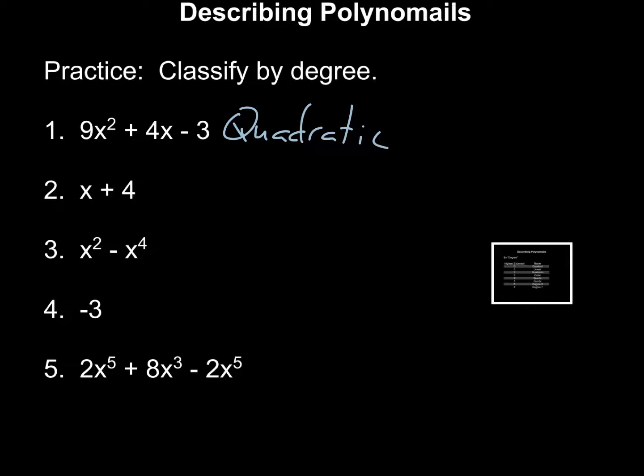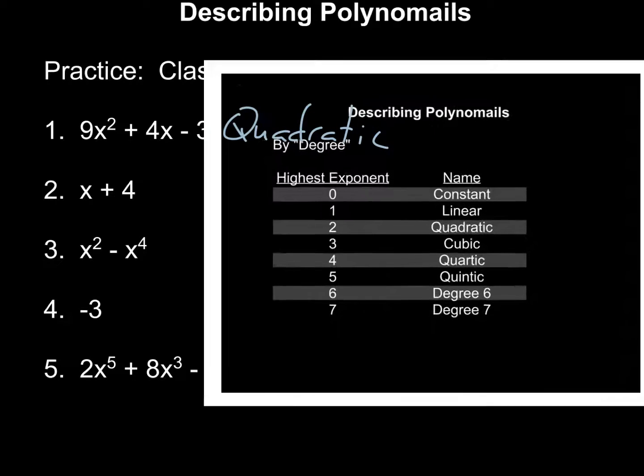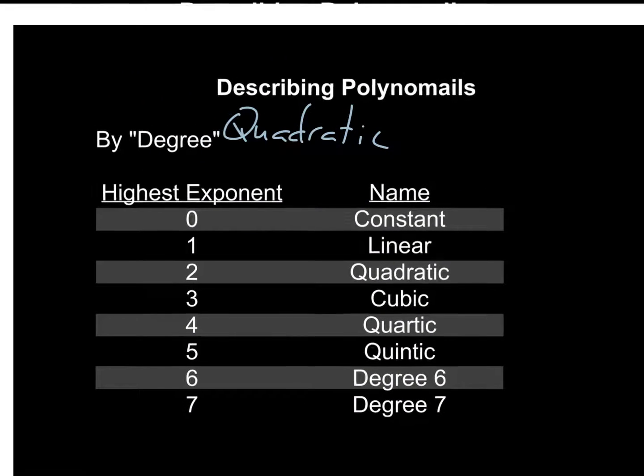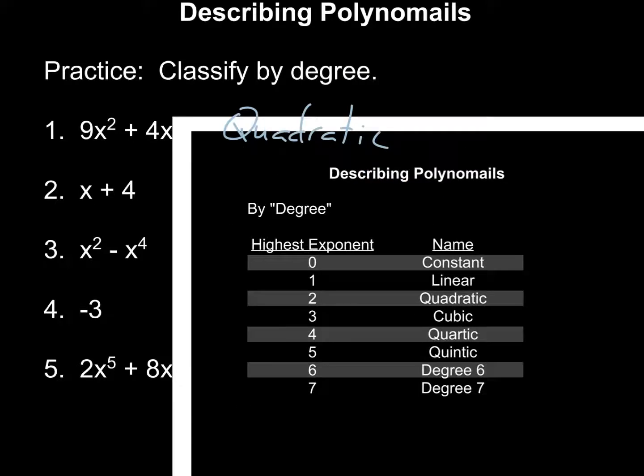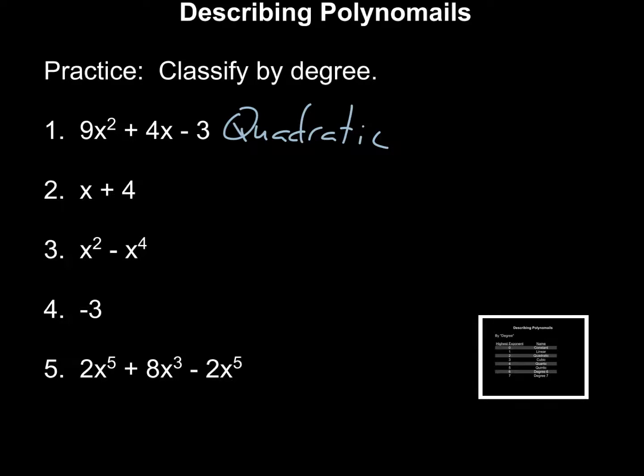All right, number 2. What is the highest exponent in number 2? 1. And this one's kind of tricky because you don't actually see it written there. But yeah, that x is x to the power of 1. So this is a degree 1 polynomial. If it's degree 1, what do we call that? Linear. So we would describe this as a linear polynomial.